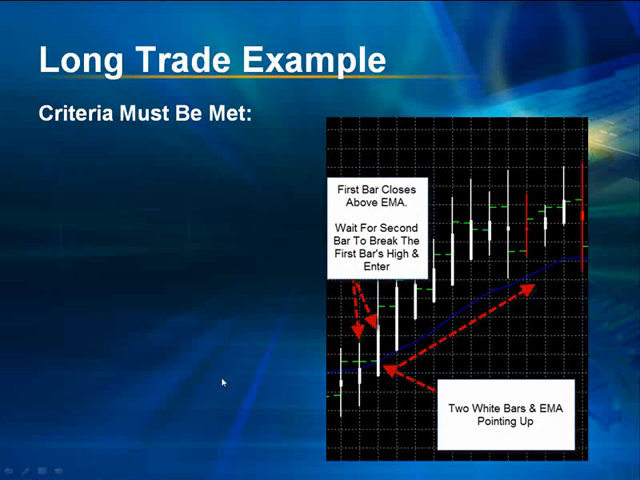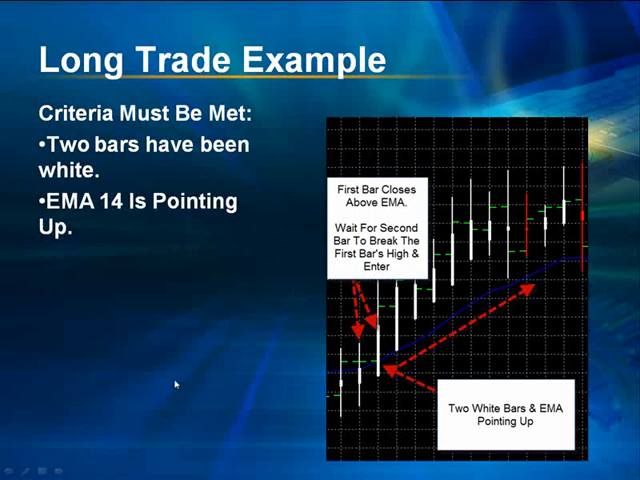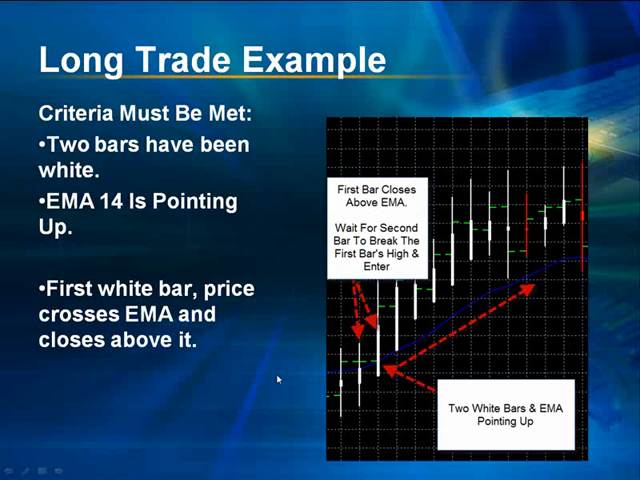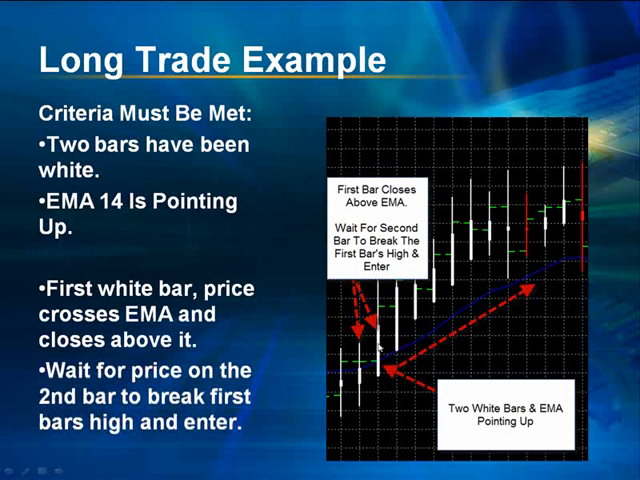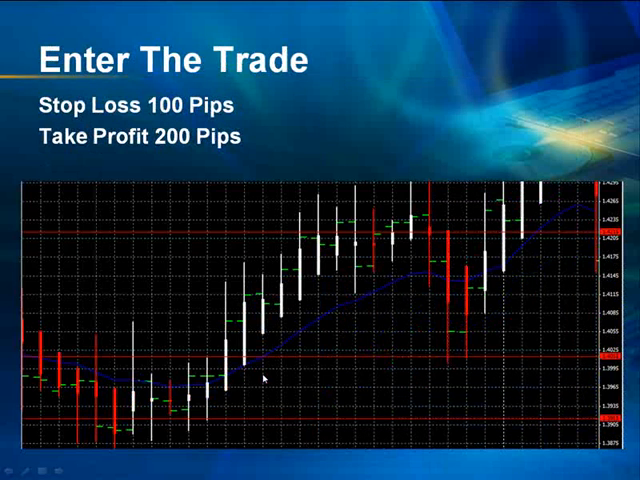So let's just take a look at a trade example in the presentation, and then I'll show you a couple of long trade examples on the charts themselves. So we need to look that the two criteria have been met. We need to first find two white bars. And looking here, we've got our criteria. We've got two white bars. The EMA must be pointing upwards, and in this case it is. And then we look for our entry point. The first bar has crossed over the EMA, and the price has closed above it. And then we wait for the price to break through the high point of that first bar with the second bar, which happened here. And at that point, we enter the trade.